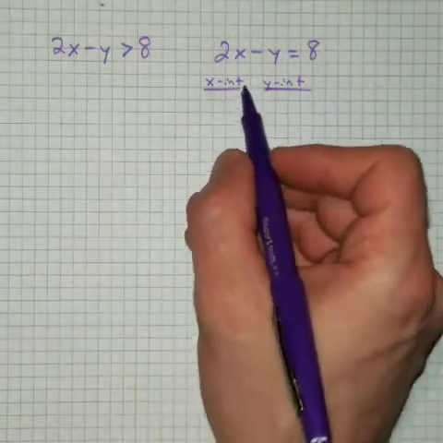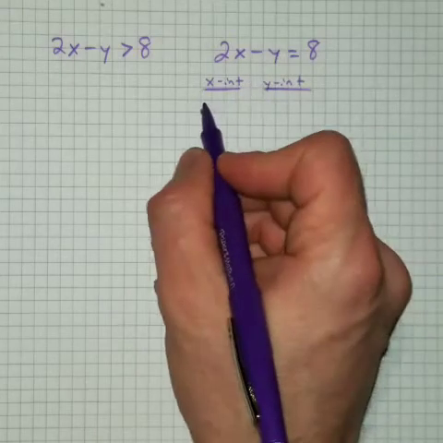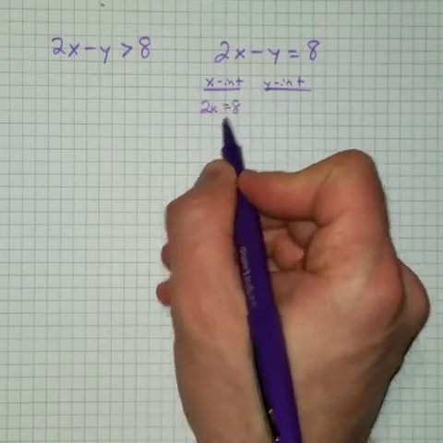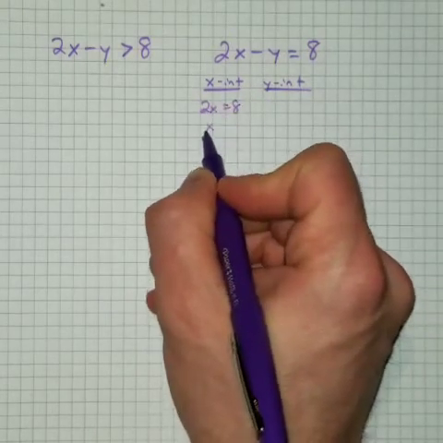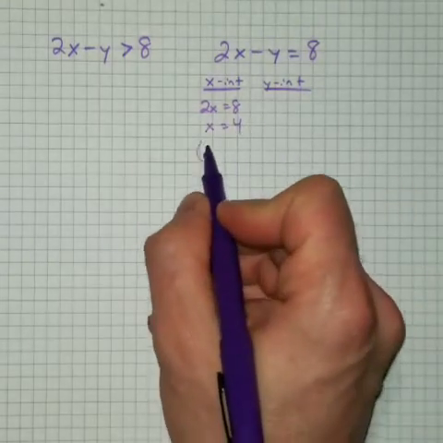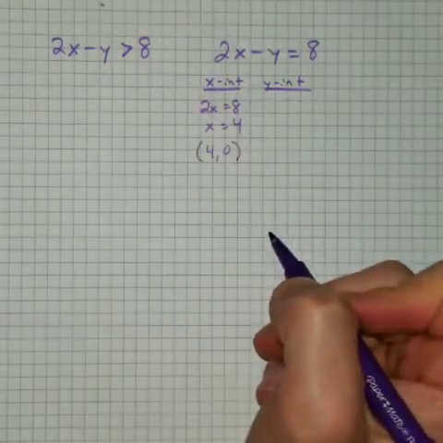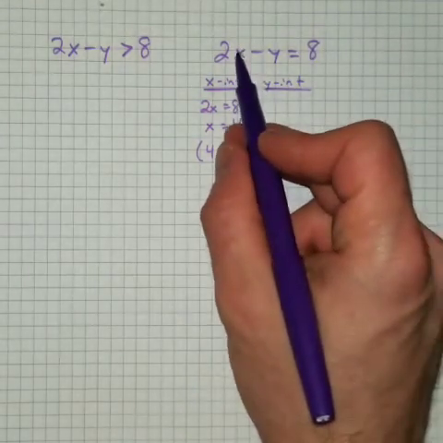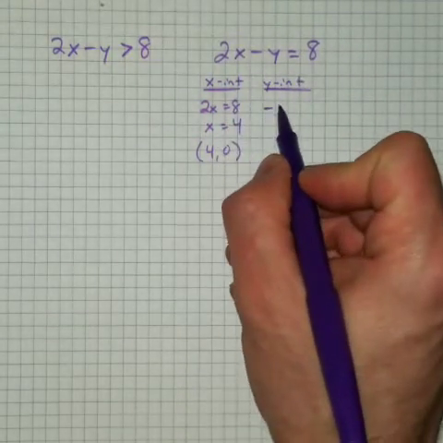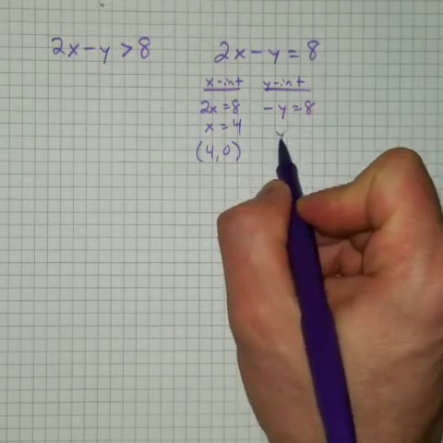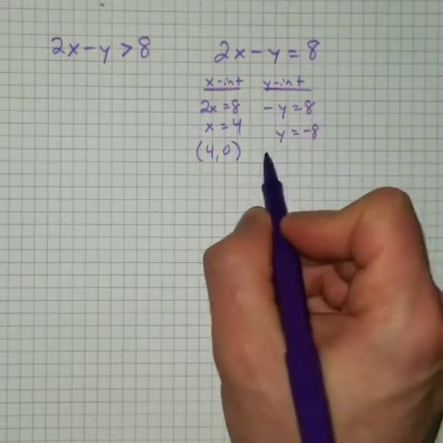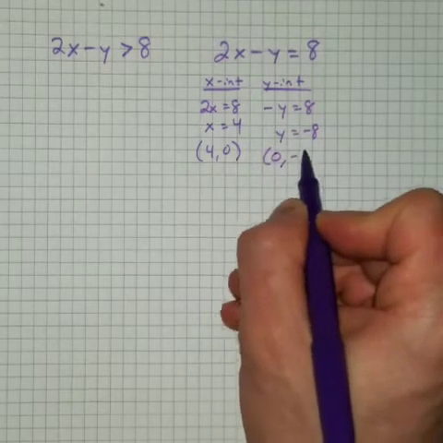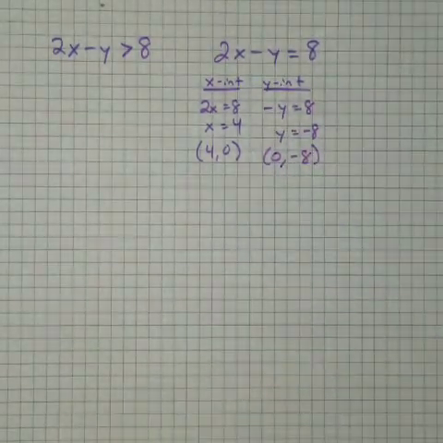With the x-intercept, the y value is 0. You end up with 2x equals 8. Divide out the 2 and x equals 4. So (4, 0) is on the graph. For the y-intercept, the x value is 0, so you get negative y equals 8. Divide out the negative 1, you get negative 8. So (0, negative 8) is on the graph.